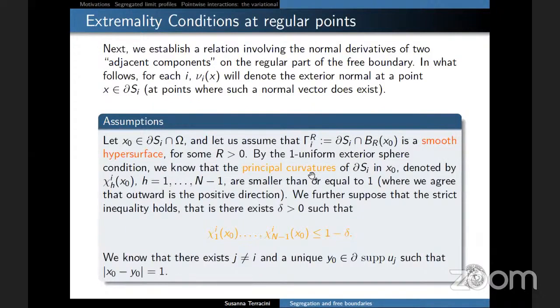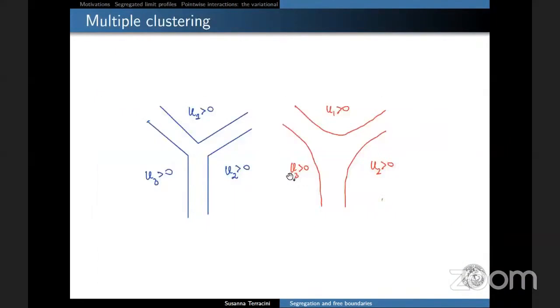Okay, now let's have a closer look at the geometry of these interfaces.